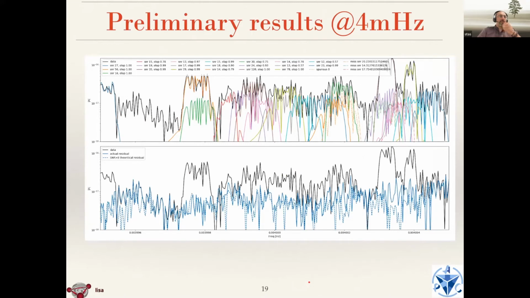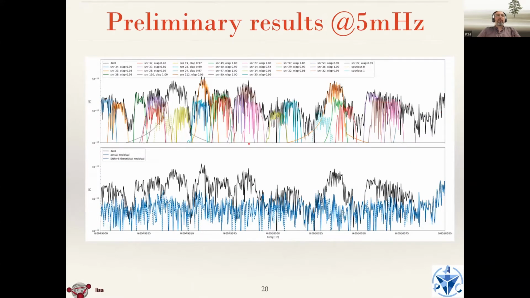Very briefly, here are results in a few frequency bands. This is 4 millihertz. You see in color the signals which we have found in the data, and the blue dashed and solid lines are residuals. The solid line is what we found as residuals, and the dashed is a theoretical limit, assuming that you could perfectly remove all the sources with an SNR larger than 8. The interesting part is that you can see only noise here and here. Everything else is basically covered by signals.